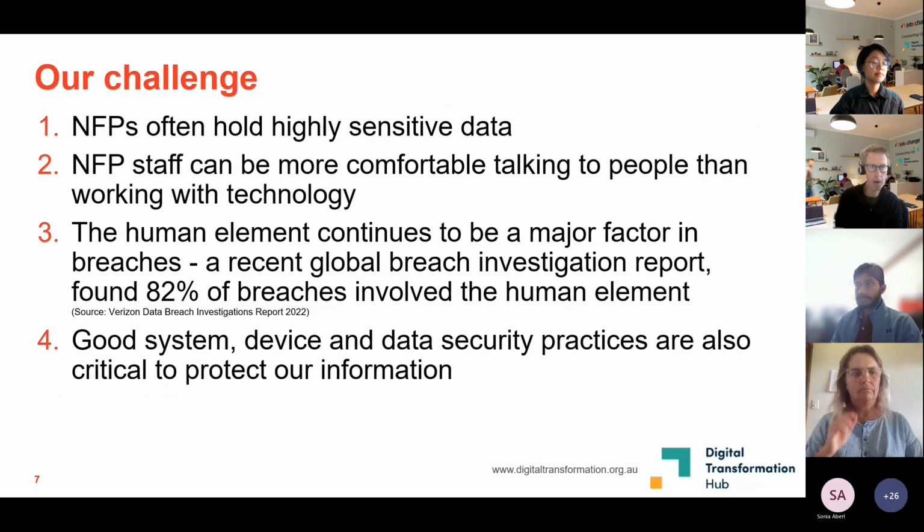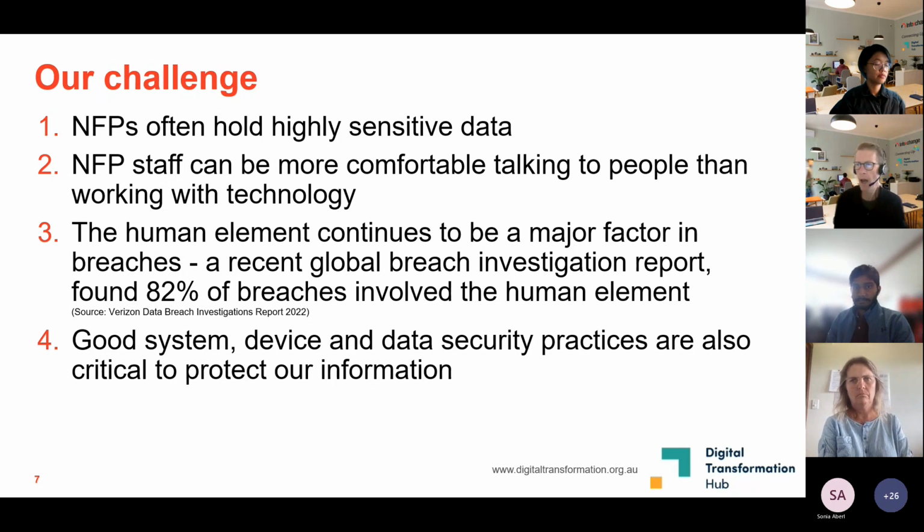The challenge from our perspective is that we non-profits, Info Exchange is a non-profit as well, often hold highly sensitive data. And for many of the organisations that we work with, staff can be more comfortable working with people than working with technology. And that's often on purpose because helping change lives always requires special skills. But making sure that people have those fundamentals in place with technology is also really important.